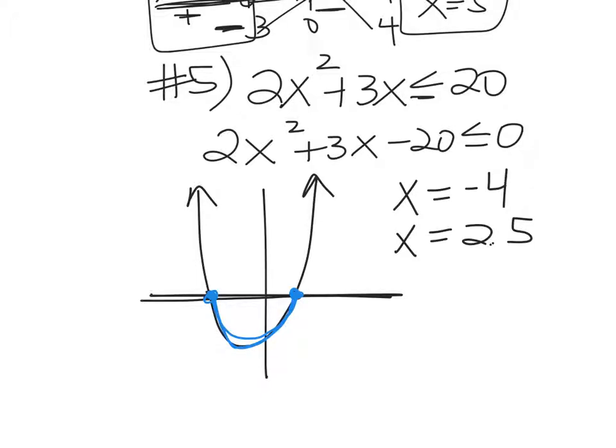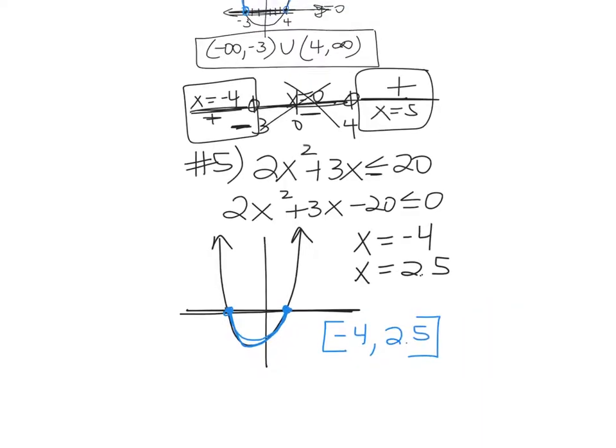And how would I write that in interval notation? I need a bracket, right? -4 to 2.5. That would be my answer. Okay? So this question is, where is this 2x squared plus 3x less than or equal to 20? Numbers between -4 and 2.5, and including them. All right, I need to show you a couple more that are some special cases, okay?